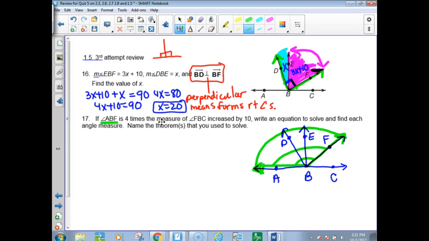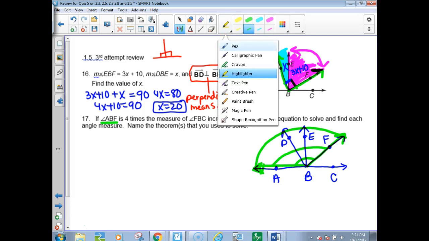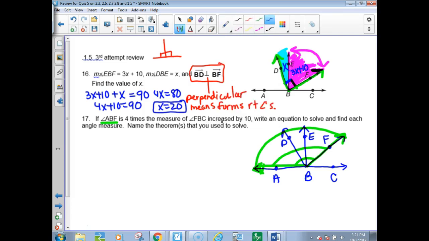All right, it says that that angle is 4 times the measure of angle FBC increased by 10. Okay, now what I meant by that wording, which I'm going to have a little bit less awkward wording on the quiz, is that FBC, we're going to have to let be something. You've got to pick a letter. So what do we usually use? X. All right, so what angle should be X? What angle should we make be X?